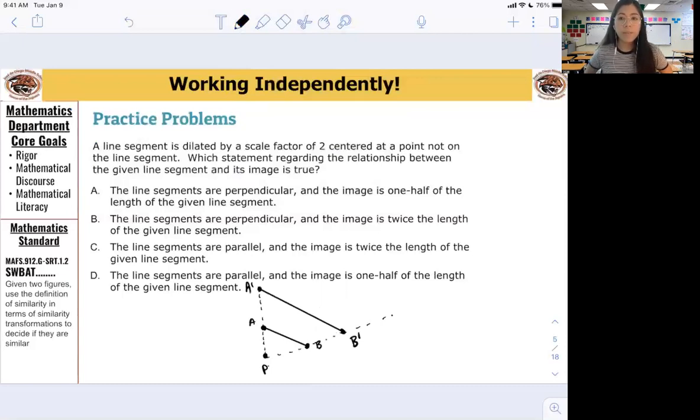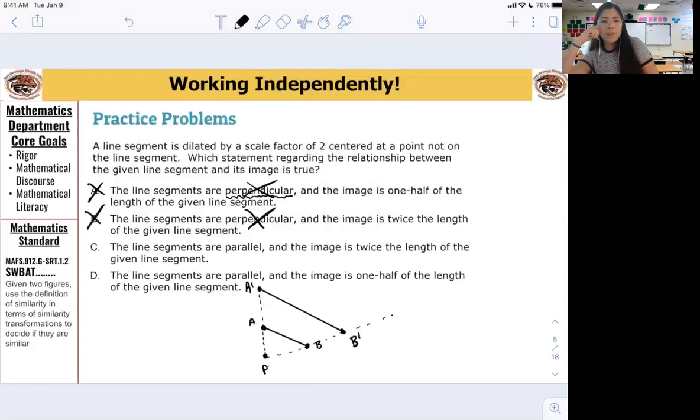So now let's go ahead and read them, and then we can refer to our picture and to our knowledge and see if it's true or false. A, the line segments are perpendicular and the image is 1/2 of the length of the given line segment. True or false? Yeah, definitely false. Are these perpendicular lines? No, they're parallel. So take a look at that. We can eliminate A as well as B.